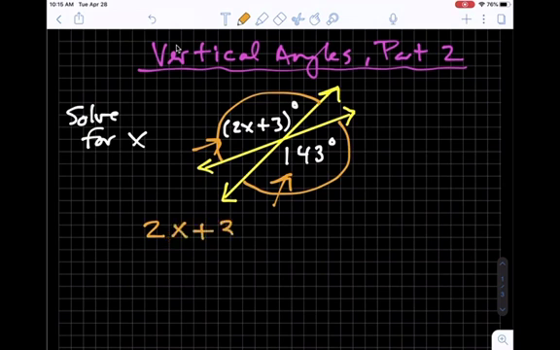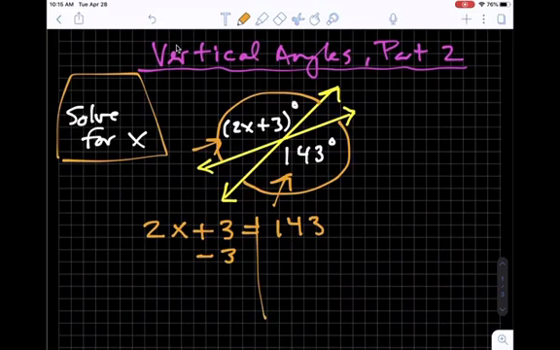2x plus 3 equals 143 degrees because they're equal to each other. And so if I set them equal to each other, I've got one variable, I can solve for that variable, and I can solve for x, which is what they're asking me to do right up here when they say solve for x. So 2x plus 3 equals 143.